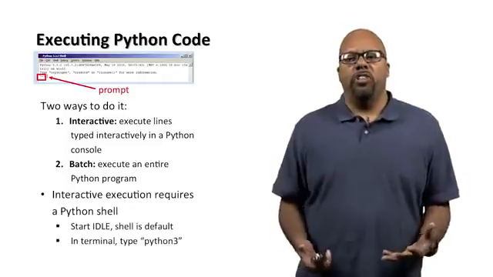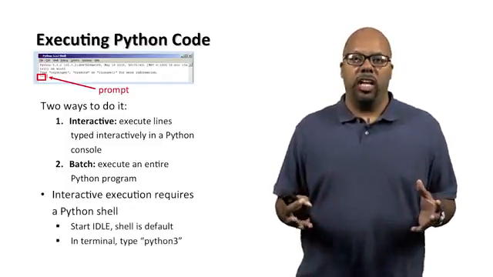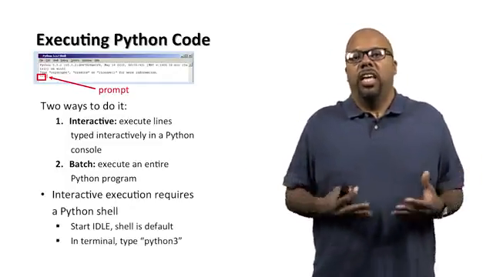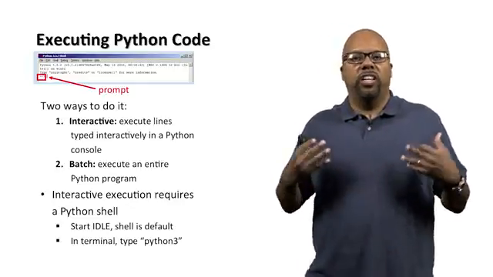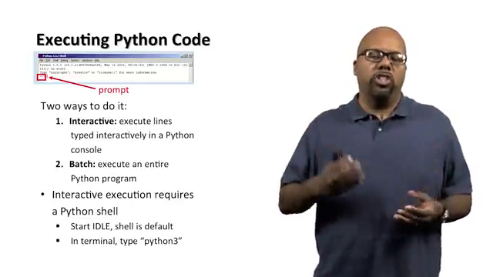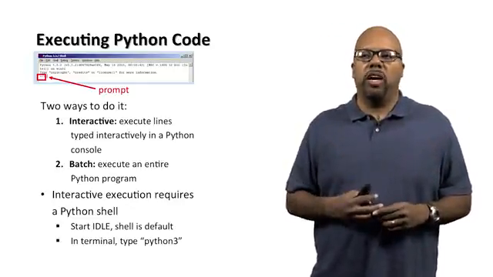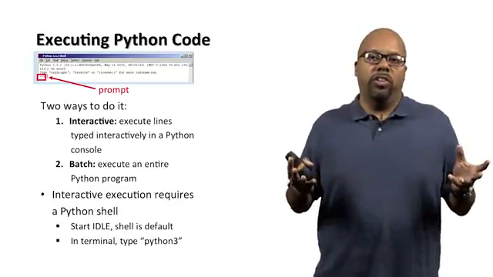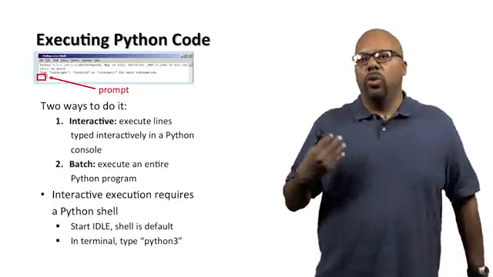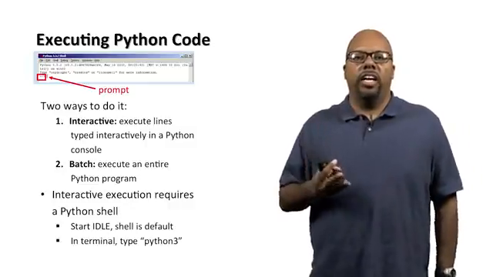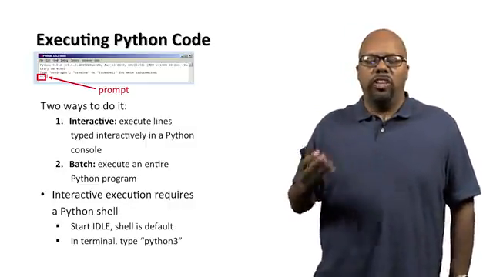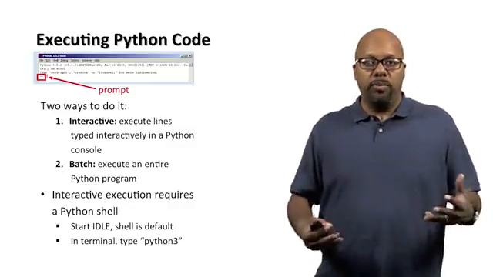So if you want to do interactive execution, you need a Python shell. So how do you get a Python shell? If you start IDLE, the shell is the default. The window that opens is the shell. That's what you see in the window at the top of the slide. That's basically the window that you get, something that looks like that. So we just start IDLE, and you'll get an interactive shell, and you can type in your instructions.